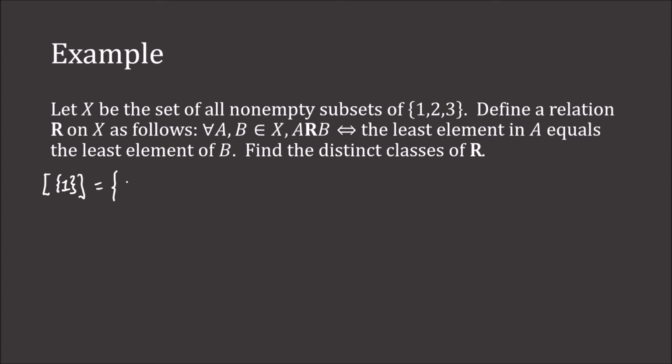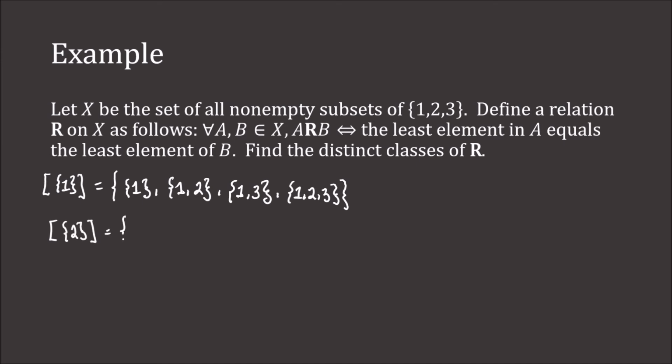So this would be the set {1}, {1, 2}, the set {1, 3}, and the set {1, 2, 3}. If we now look at the class of the set {2}, this would be the set {2} and the set {2, 3}. We now look at the class of the set {3}. This would just be the set {3}. And now notice that we have accounted for every possible element of X. So these would be the only 3 distinct classes.